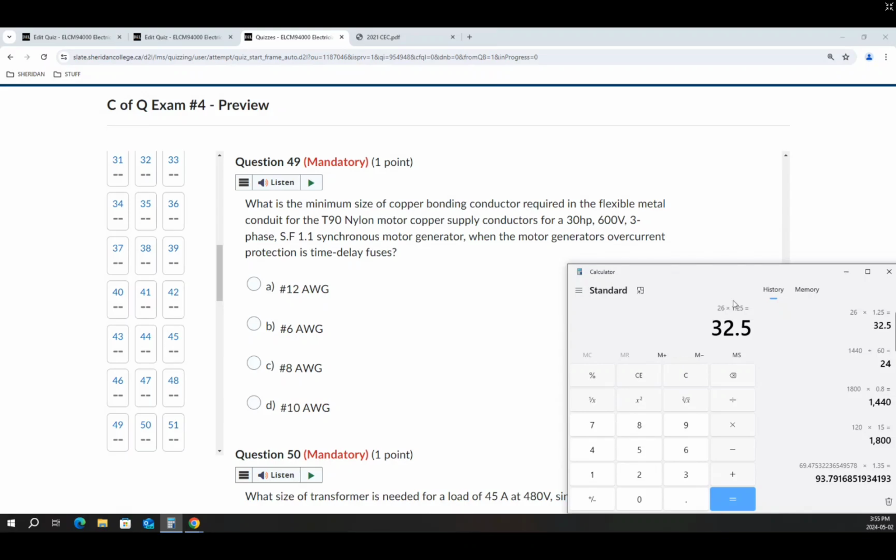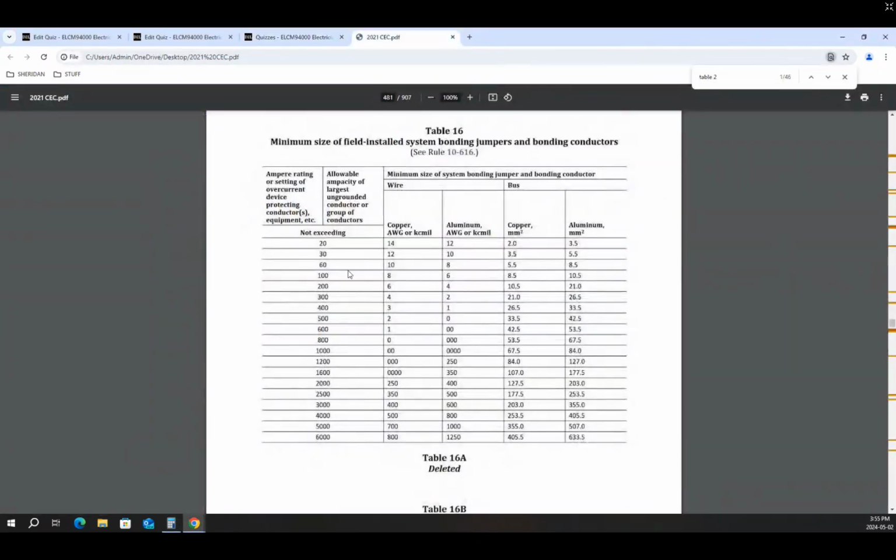So going through this once more, I got a number 10 as my conductor size, and then table 16 was 32 amps, so allowable ampacity of the largest ungrounded conductor or group of conductors. So I have to step it up to 60 there. And that means that my minimum size of bonding jumper or bonding conductor is a 10.